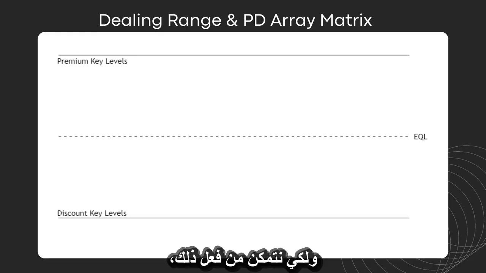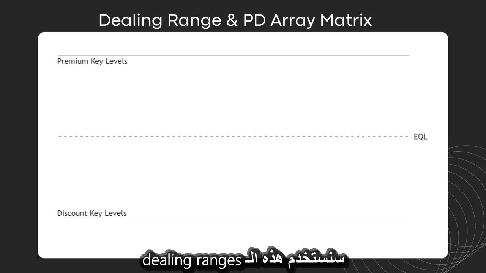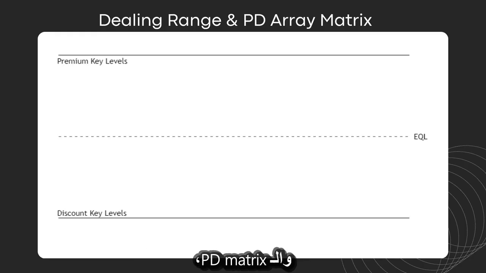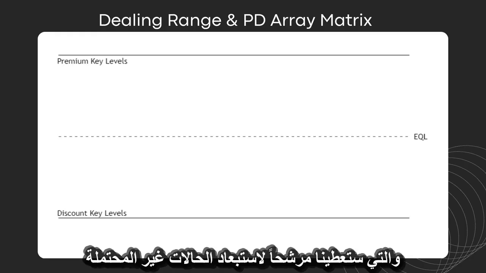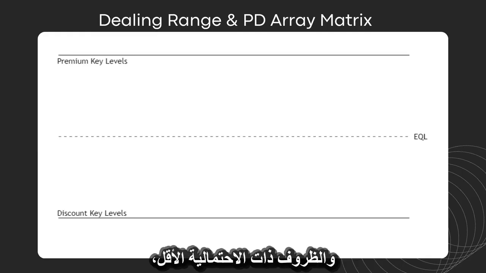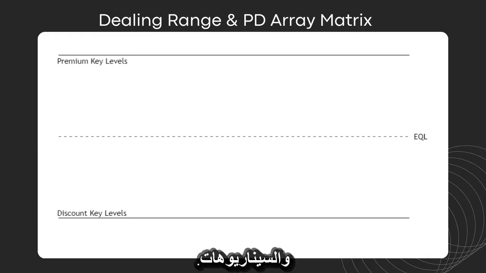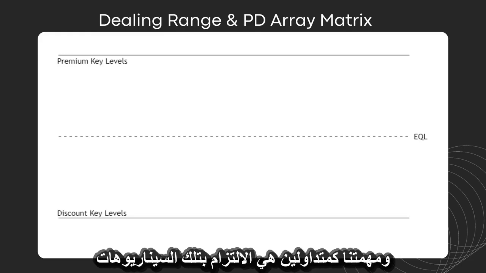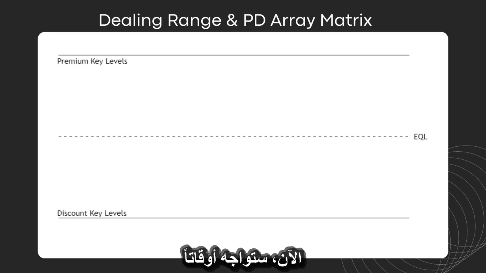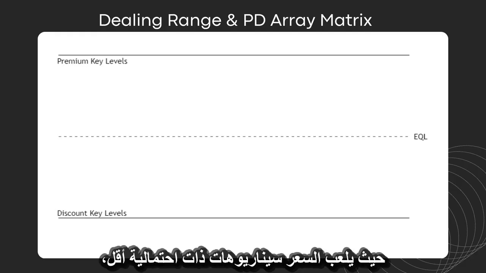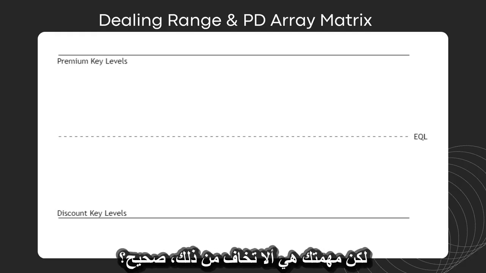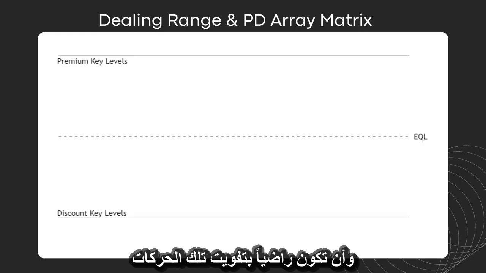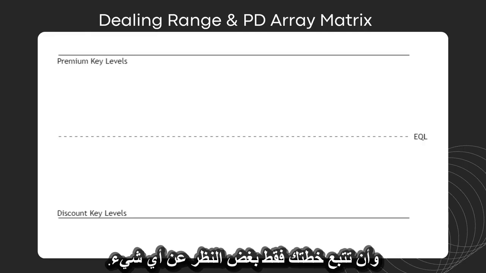In order to do that, we're going to use these dealing ranges and PDRA matrix, which will give us a filter to weed out the unlikely and lower probability conditions and scenarios, and we will be left only with the ones that are high probability. Our job as a trader is to stick with those scenarios and avoid the others. Now, you're going to have times where price will play out the lower probability scenarios, but your job is to not be intimidated by it, right? And be content with missing those moves and just follow your plan no matter what.